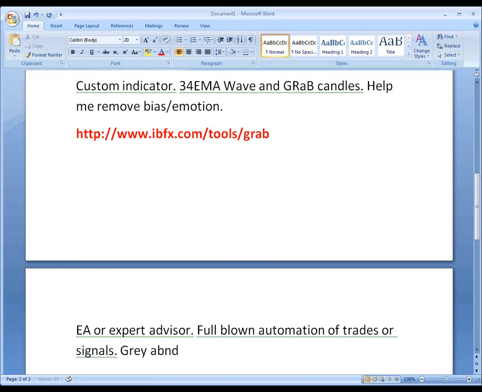there's gray box and there's black box. For those of you that are unfamiliar with the term, gray means you can actually go in and tweak certain aspects of how the signals or even the automated trades are going to be executed. A black box, you cannot tweak. The reasoning may have been explained to you, but the details you will not be able to see or change.